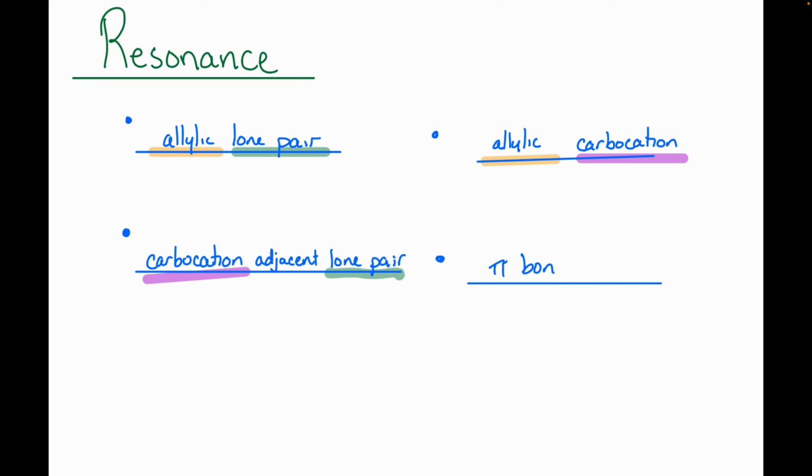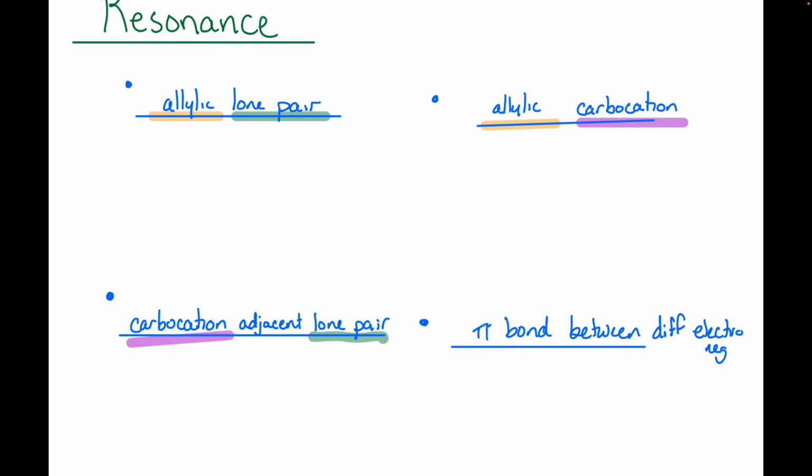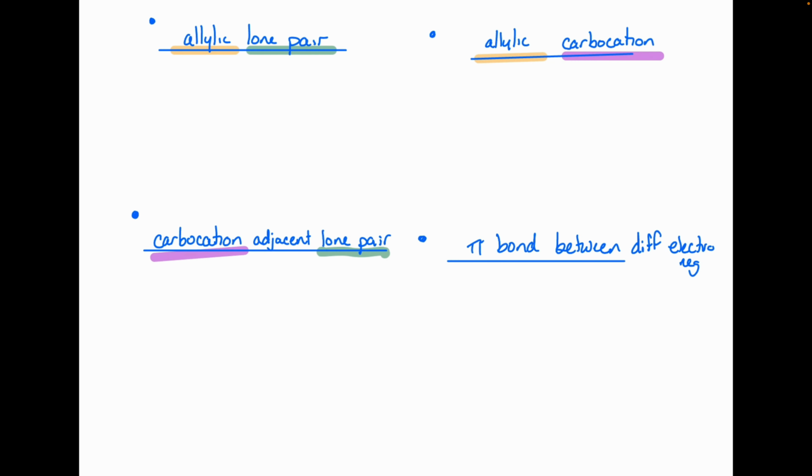That pi bond between atoms of differing electronegativity. All right, great. Come up with an example for each of these four categories here. Draw me a structure that has an example from each of those four.